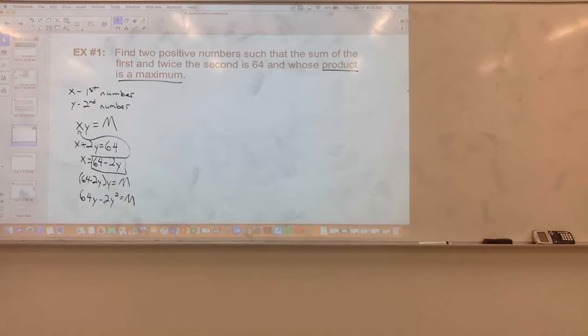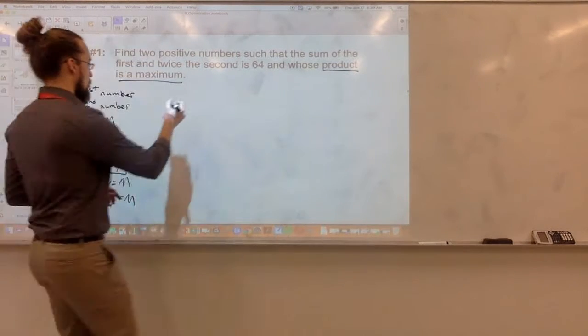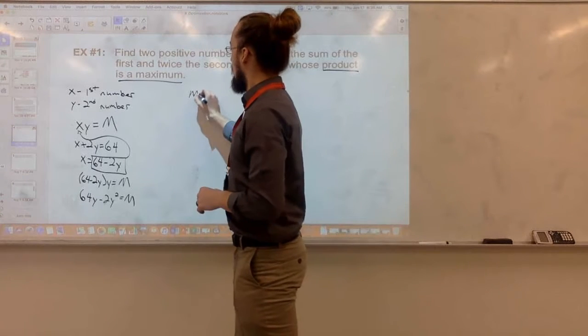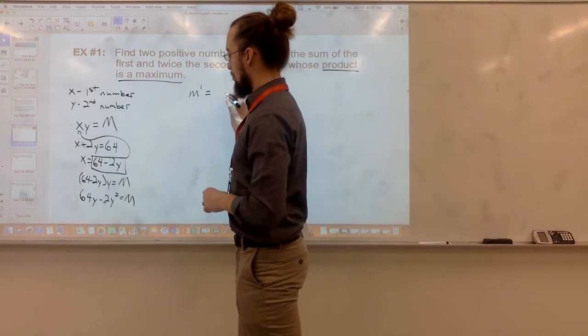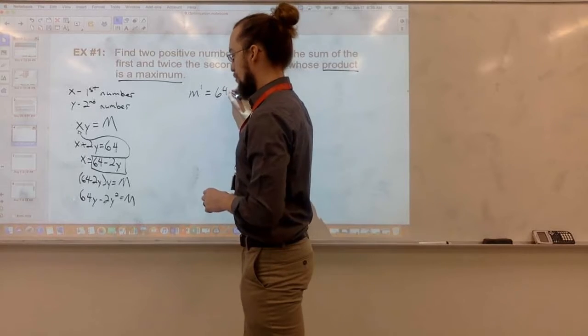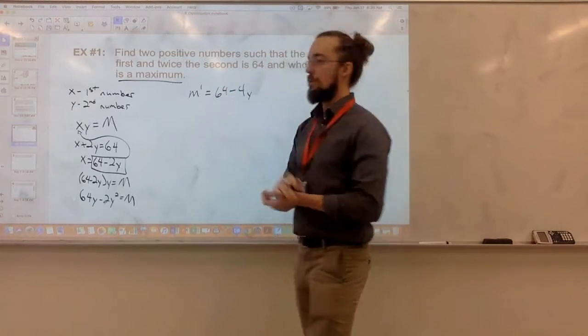My goal is to find the maximum of this. We know how to do that. That's what we've spent the last few weeks on. So what are my steps then to find the maximum value? Take the derivative. So I'll come up here and we'll say m prime is 64 minus 4y.